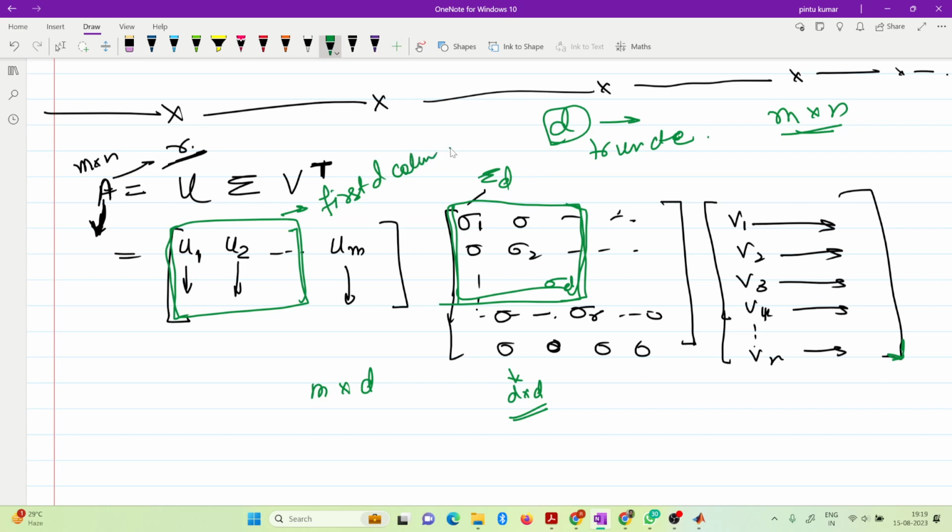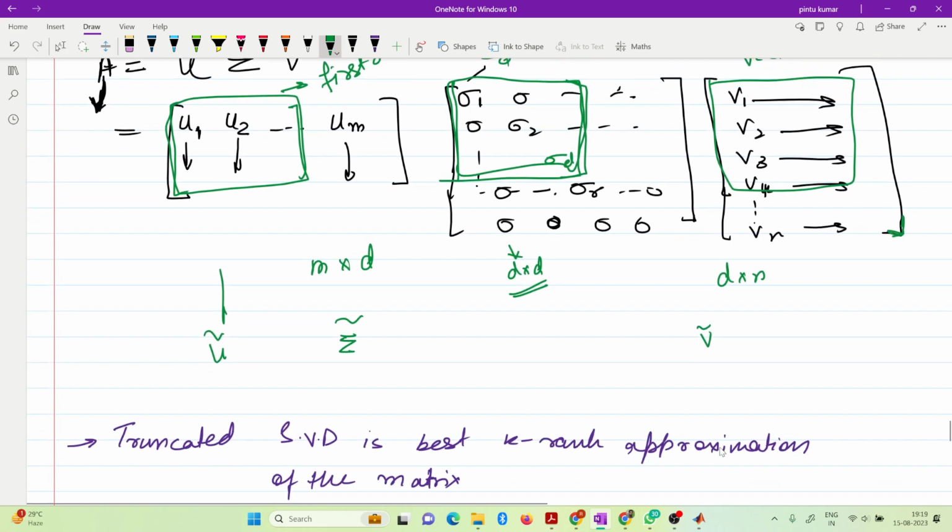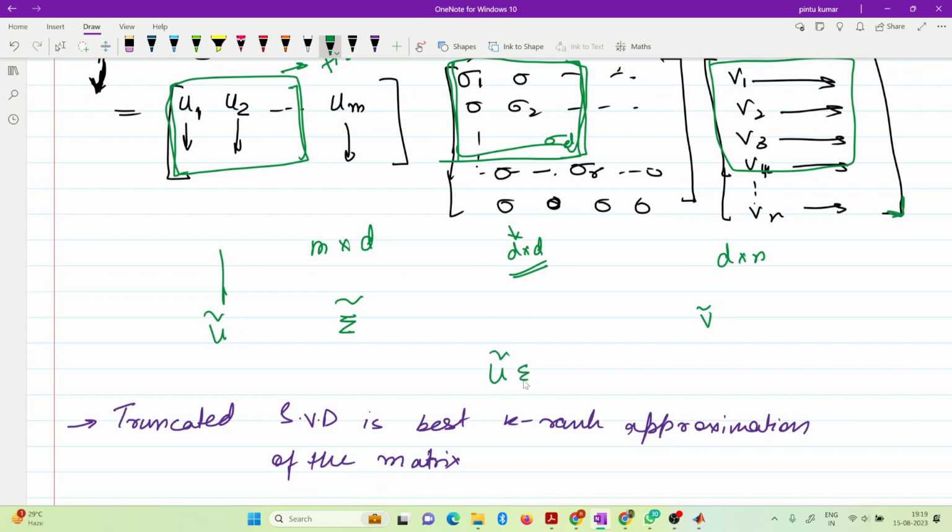Okay, and similarly over here we would be left with V cross N, which is the first D rows of V. Now if you multiply these, let's say this is U hat, this is some sigma hat, this is some V hat. If we multiply U hat, sigma hat, and V hat, we will get some A hat, which is again of size M cross N.